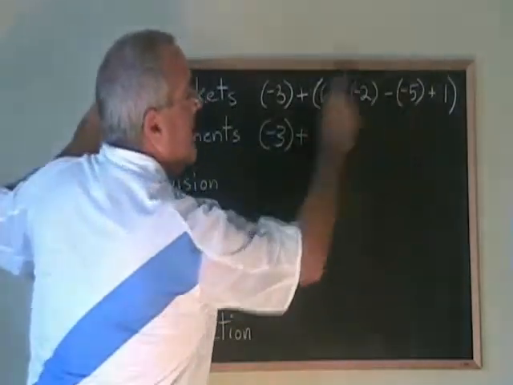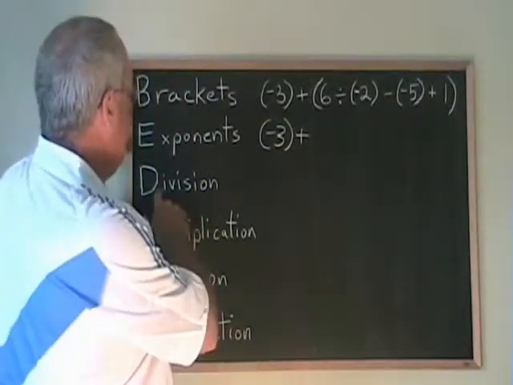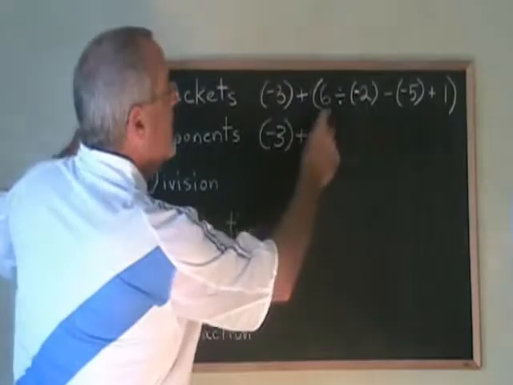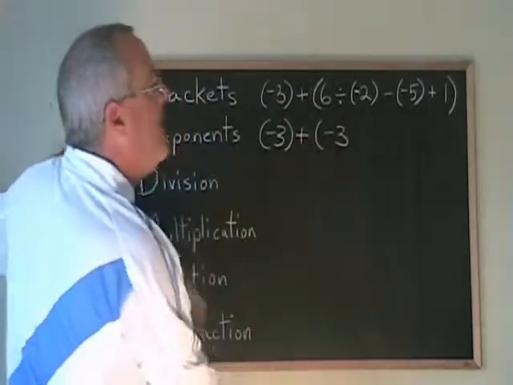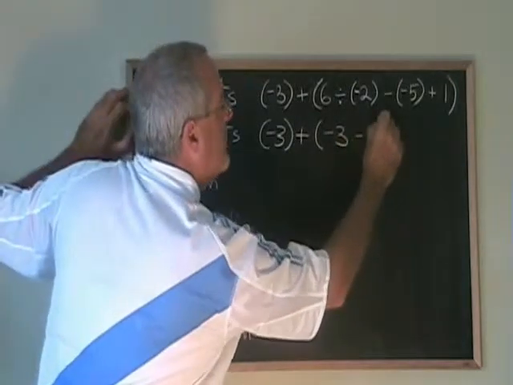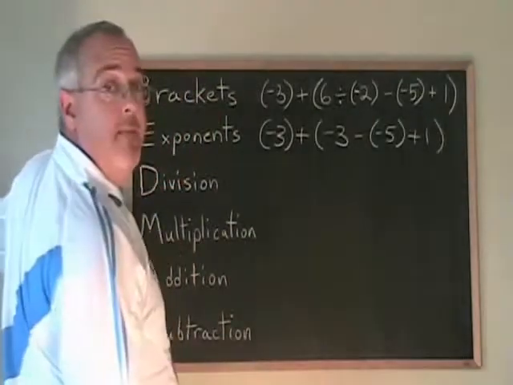In the large bracket, we have divided by, minus, plus. BEDMAS says we have to do division first. 6 divided by -2 is -3. And then we copy down the minus, -5, plus 1, close our bracket.